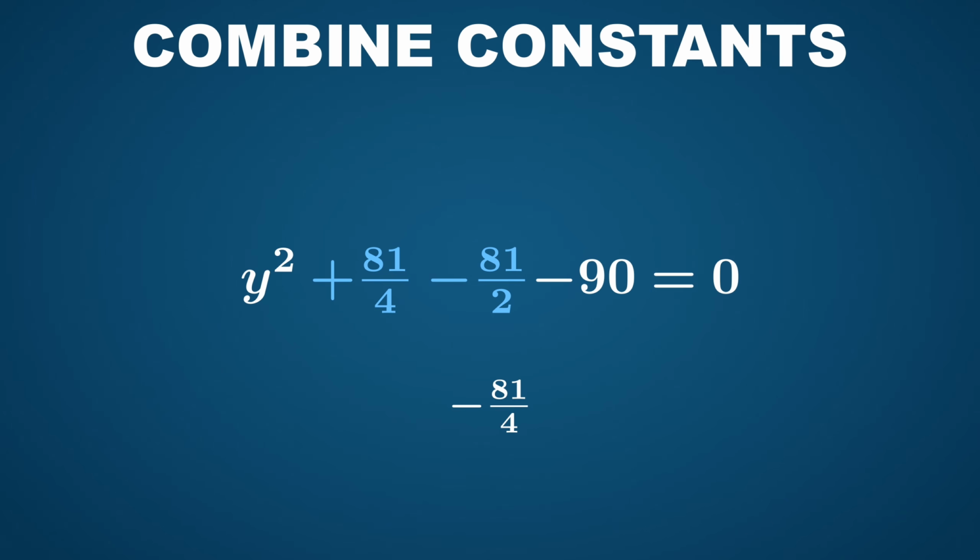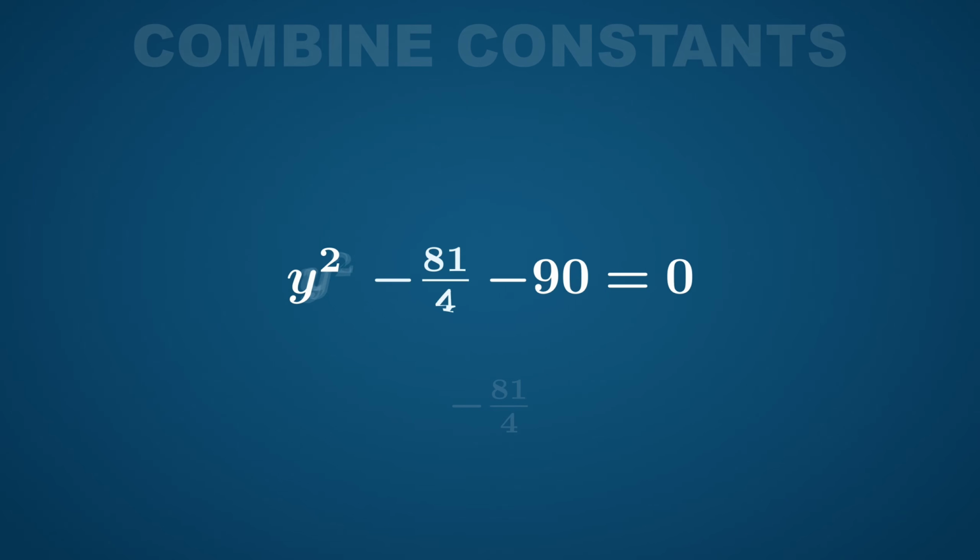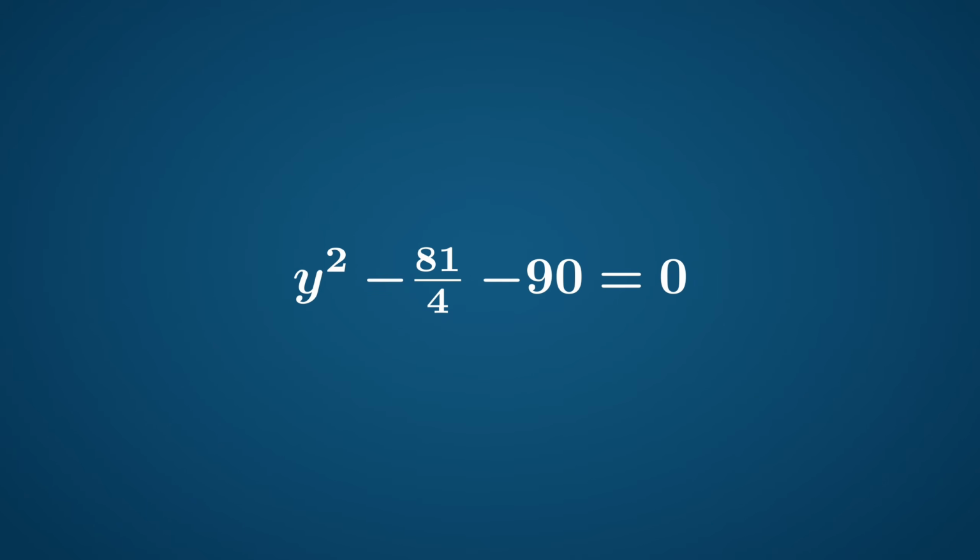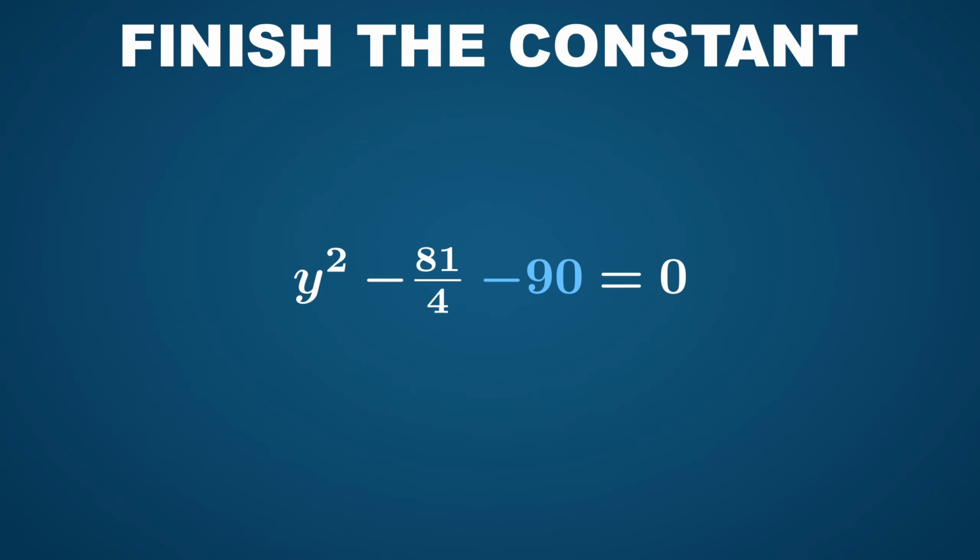This leaves us with negative 81 fourths from combining the fractions. The equation is now y squared minus 81 fourths minus 90 equals 0. We still have the negative 90 that needs to be combined. We must convert 90 into a fraction with a matching denominator of 4.